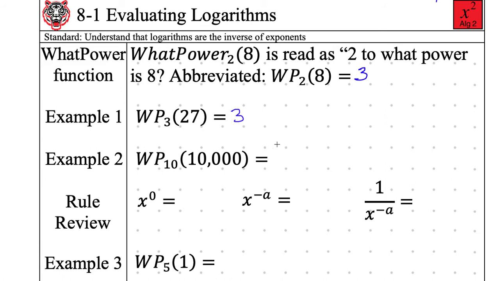Okay. And the answer is? 4. There it is. And you might be asking, well, wait, why is 10 to the power 4 10,000? So the cool thing with 10 is 10 to, I don't know, the 7th power means I'll have 1 with 7 zeros after it. So 1, 2, 3, 4, 5, 6, 7. Or 10 to the 2 is 1 with 2 zeros after it, or 100. The power always represents how many zeros there are.